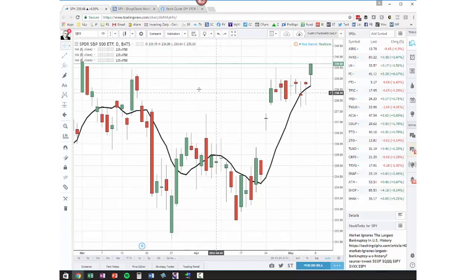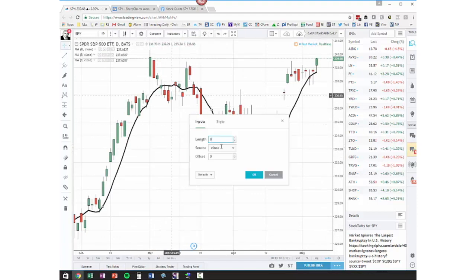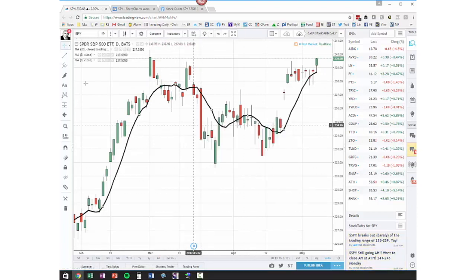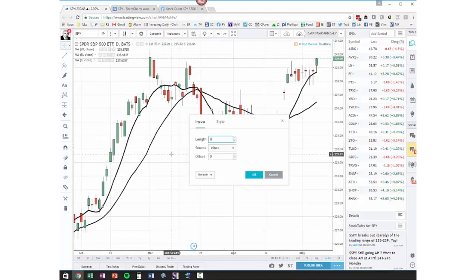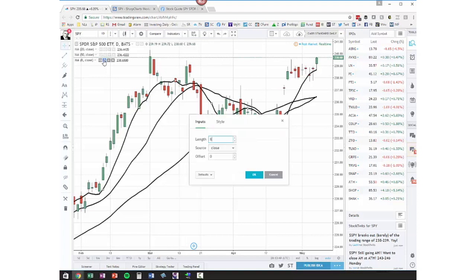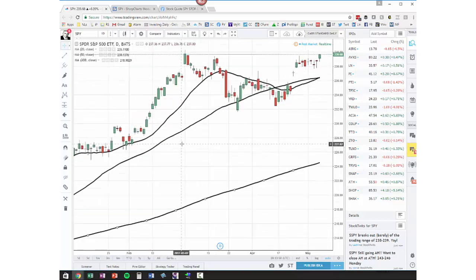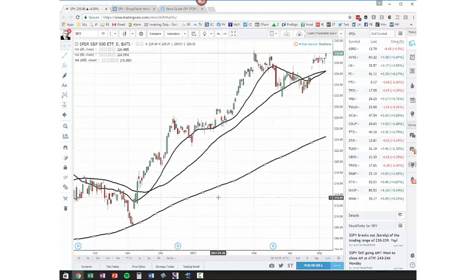8 days is a little too short term for us, so we're going to open up the format box, and under the input tab we'll change 8 to 20. That's our shortest time frame. And then we're going to go into the second moving average and change the 8 to 50. That's our medium term time frame. And then under the third one, we're going to change 8 to 200. That's our long-term time frame.